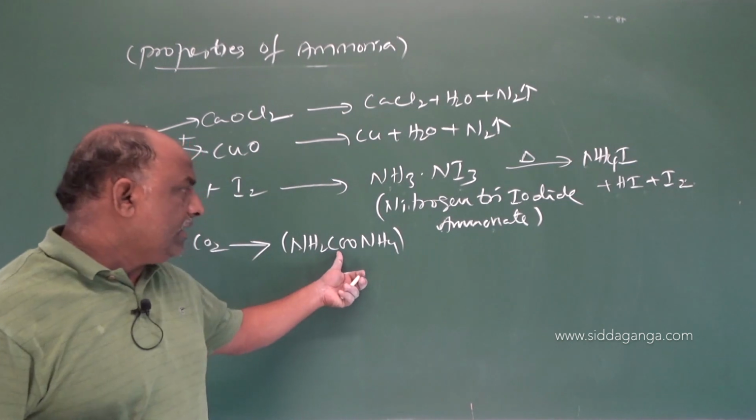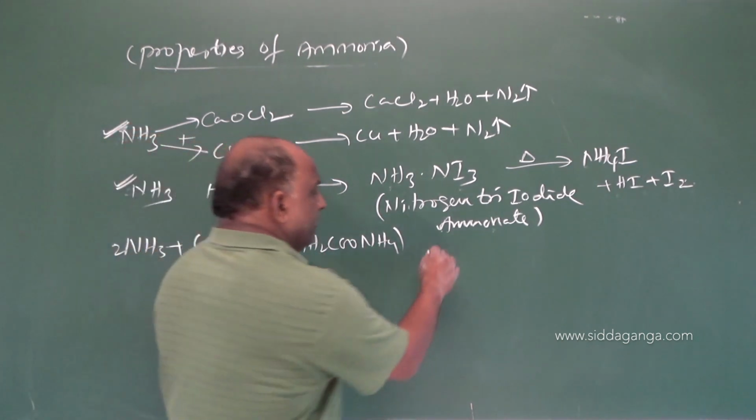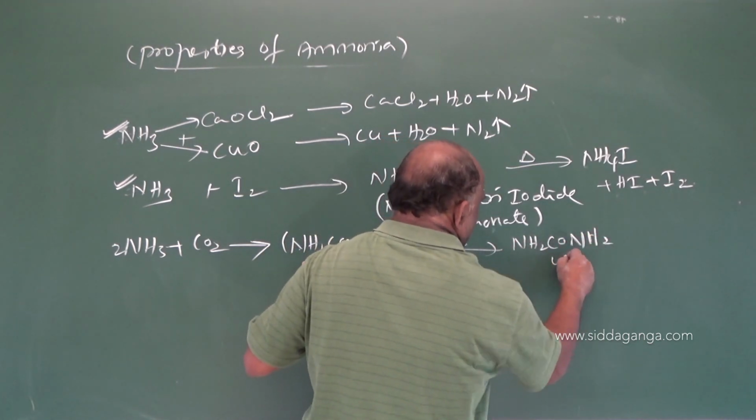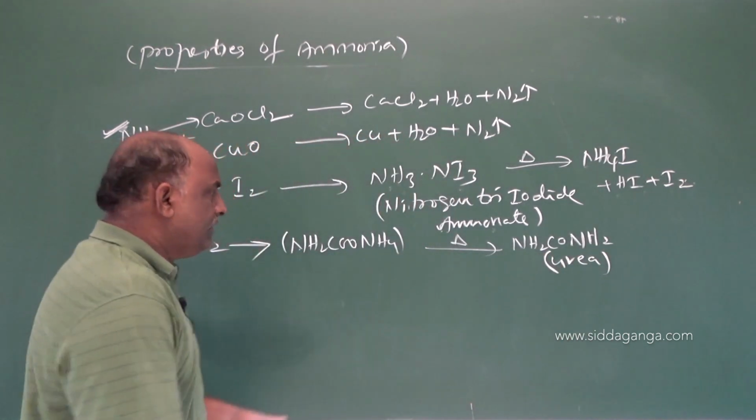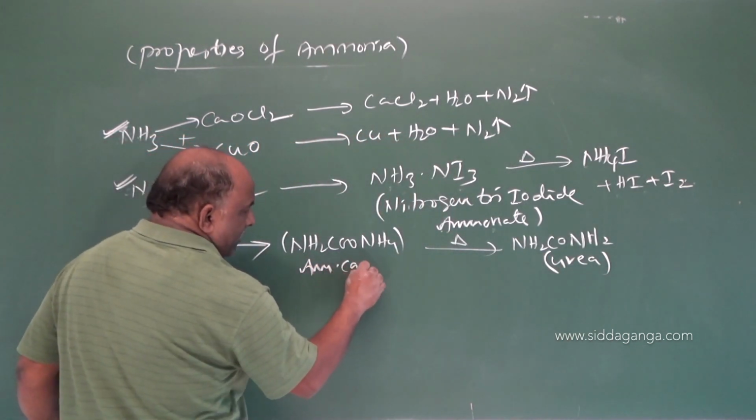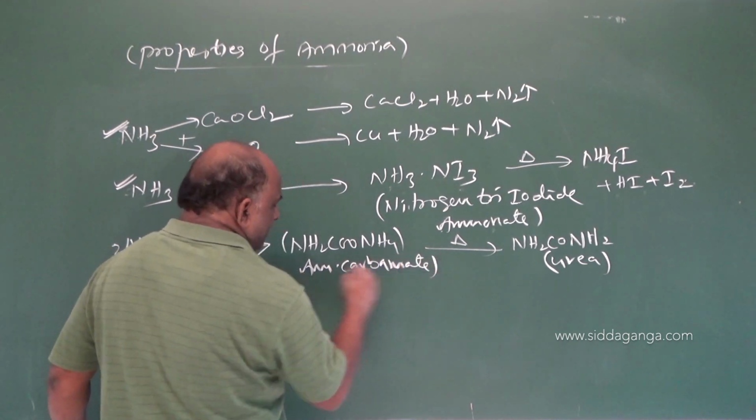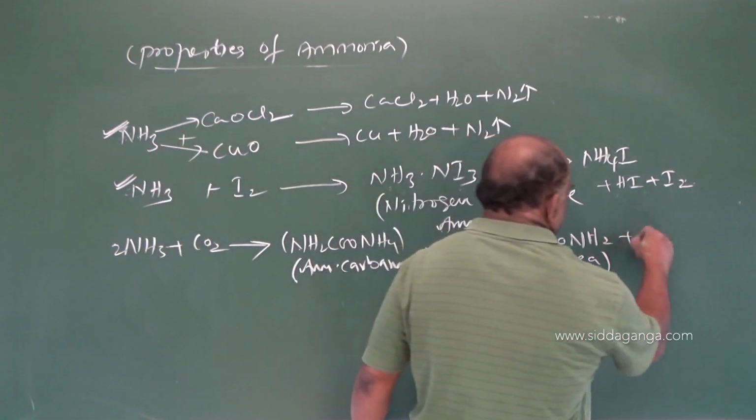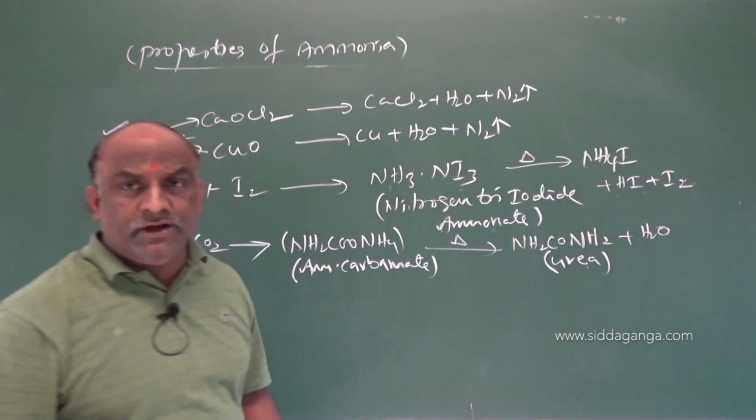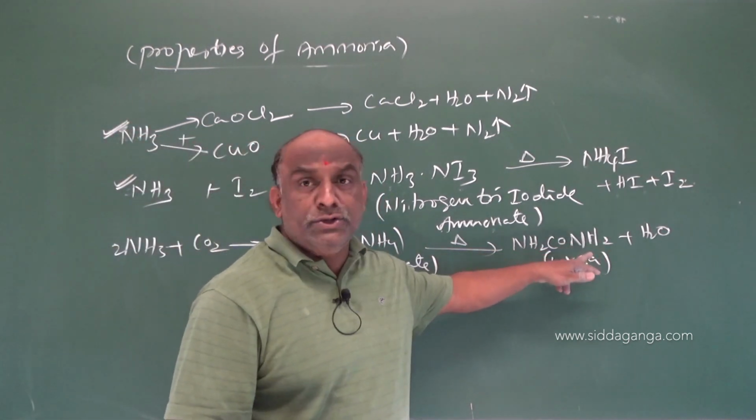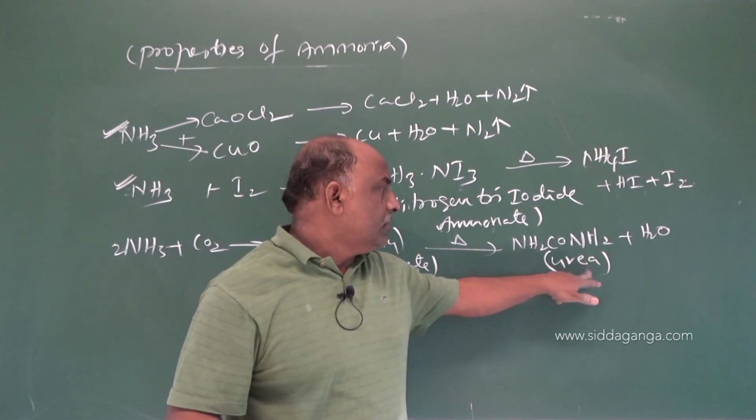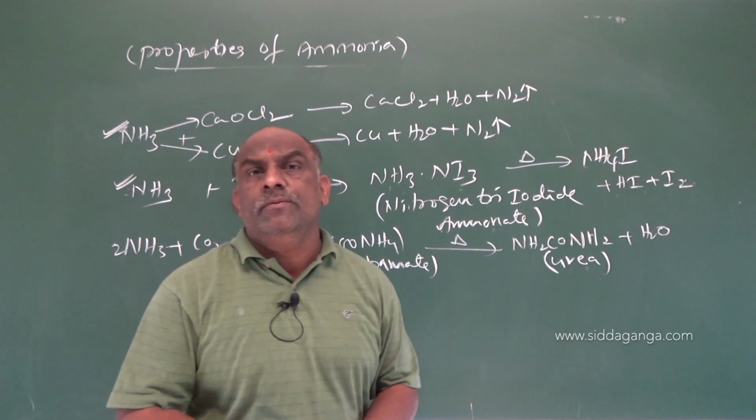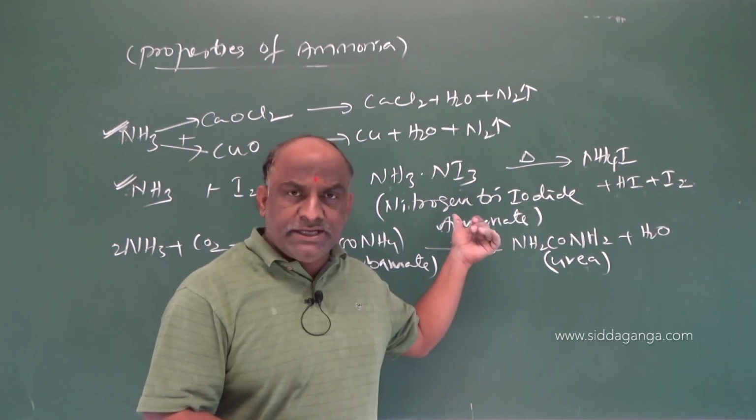This ammonium carbamate on heating gives NH2CONH2, which is called urea, as we know, plus the formation of water. So we will get a urea solution. An aqueous solution of urea is neutral. This type of reactions is especially for the JEE point of view, because we expect questions beyond NCERT also.